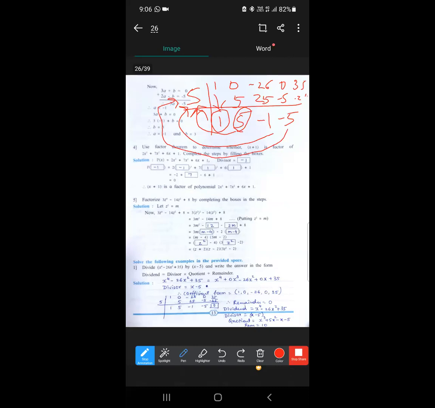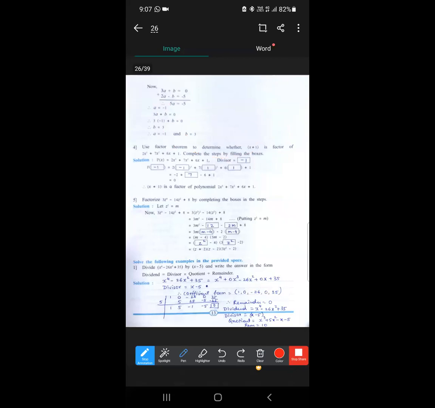Then whatever you get, the last term, whatever you get over here, that will be the remainder. Now after completion of the division, you need to write it in this format: the dividend which is given, this part, then the divisor which is given, and the quotient is whatever terms you are getting down here, that is 1, 5, minus 1, 5.